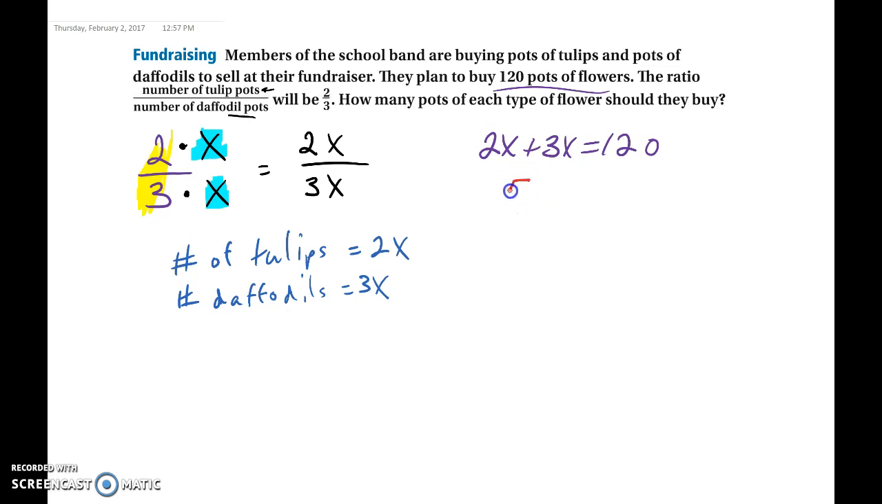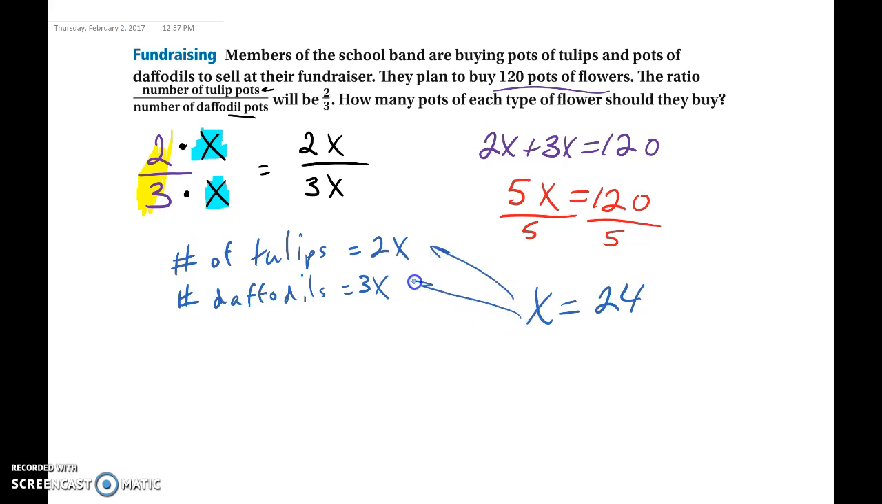So 2x plus 3x is 5x, and then I divide each side by 5. So that means that x is equal to 24. All right, so that told me what I reduced each one by. So if I want to find the number of pots I need of each one, I need to plug x into both of these equations.